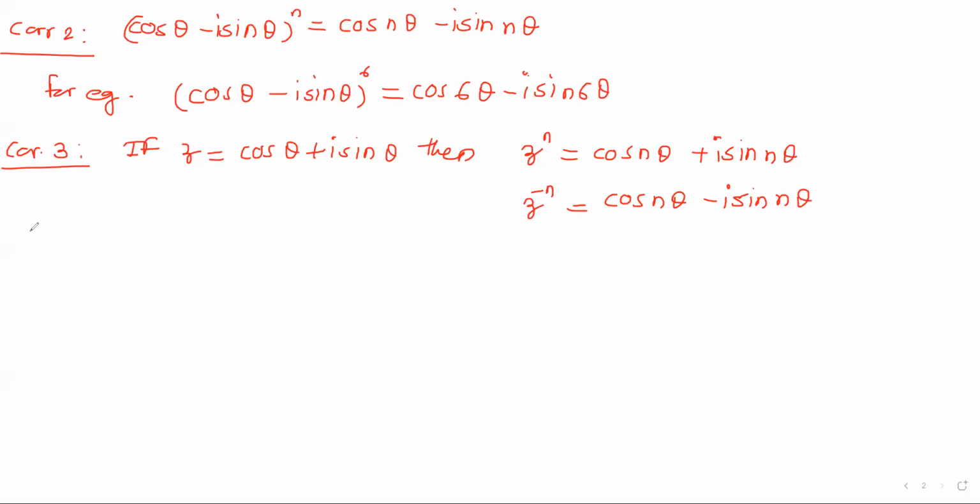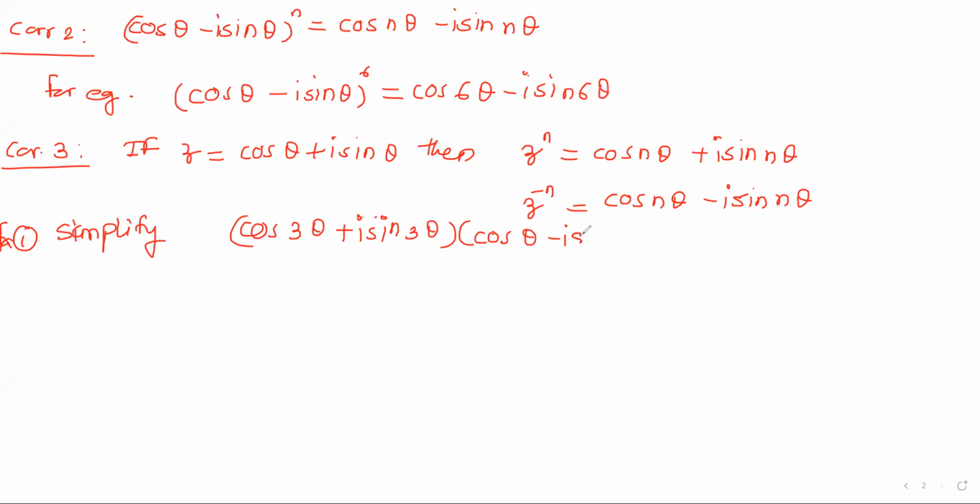Example number 1. Simplify (cos of 3 theta plus i into sine of 3 theta) into (cos of theta minus i into sine of theta), divided by (cos of 5 theta minus i into sine of 5 theta). Now we have to simplify this question, right?